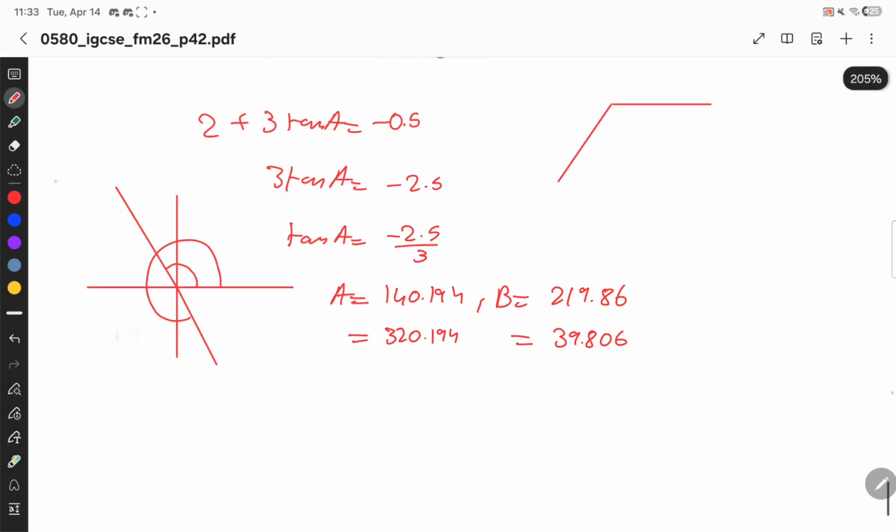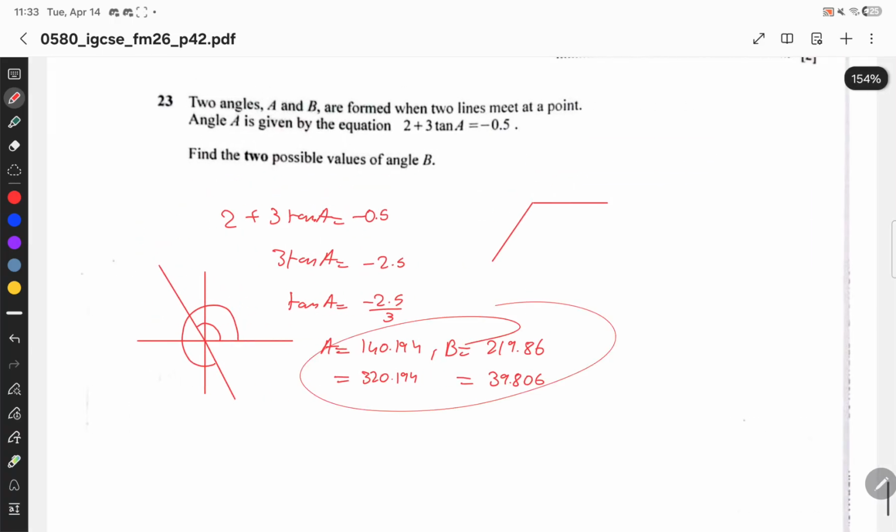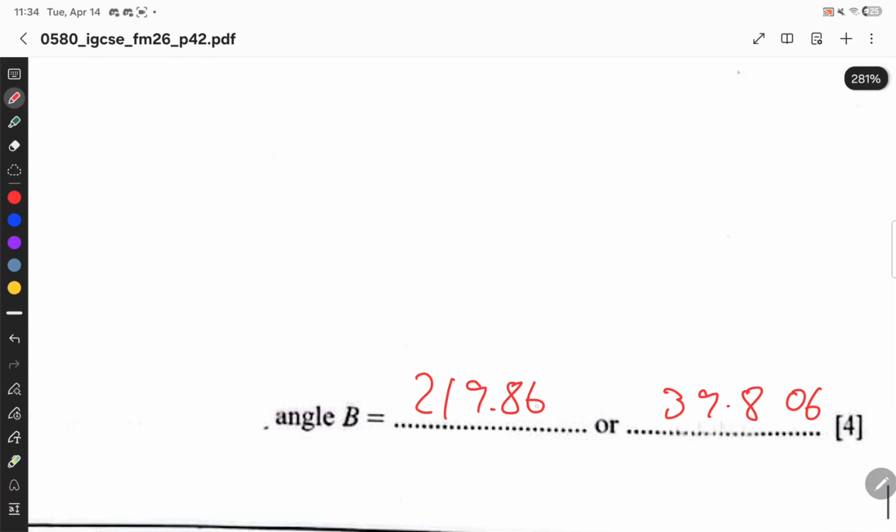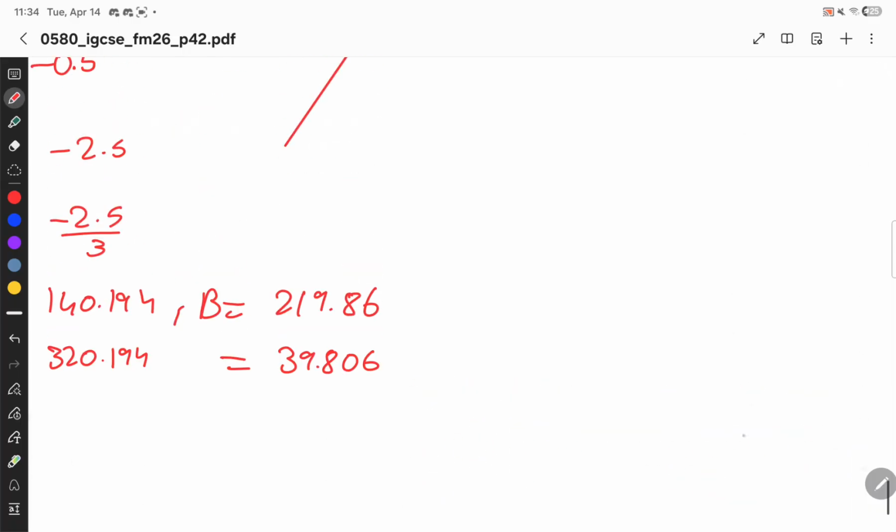If we do this we get 39.806. Those are the possible values I could find. 219.806 and 39.806. Yeah, these both are 806. Sorry.